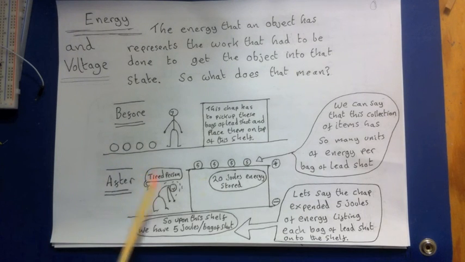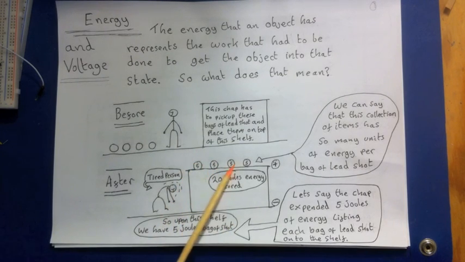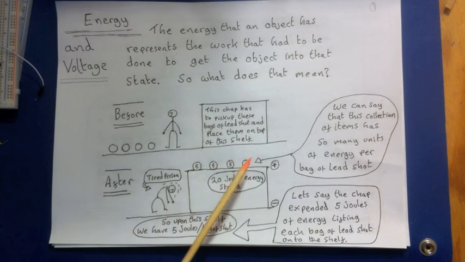The other thing about energy is that if it's released quickly, that's the definition of power, because power is really how quickly you release energy. So just read this again. Upon this shelf we have 5 joules per bag of shot. That's the interesting unit. On that shelf is 5 joules per each bag of lead shot. You can see I have 5 joules and I put a division sign on there, per bag of shot. Just remember that each of these is 5 joules per lead shot bag.